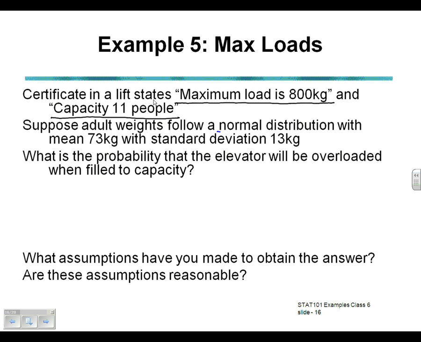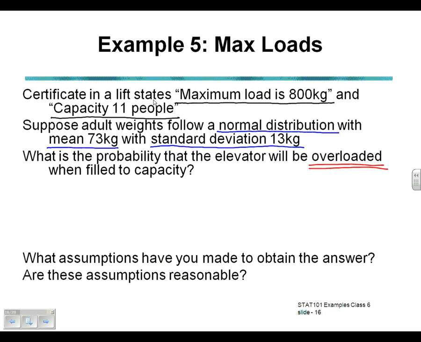If the 11 people follow a normal distribution, so we're given that the weights of adults are normally distributed with a mean of 73 kilograms and standard deviation of 13. What's the probability that the elevator will be overloaded if it's filled to capacity? To be overloaded, it means we're looking for the probability that the total of the weights is bigger than 800 kilograms. And in order to do that, we have to make certain assumptions.